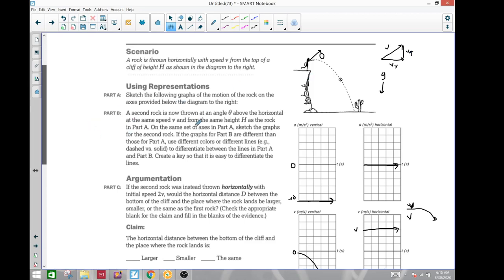All right, so at the same speed v at the same height h as the rock in part A, on the same set of axes as part A, sketch the graphs for the second rock. If the graphs for part B are different than part A, use a different color to show the lines. Okay, let's grab a different color.